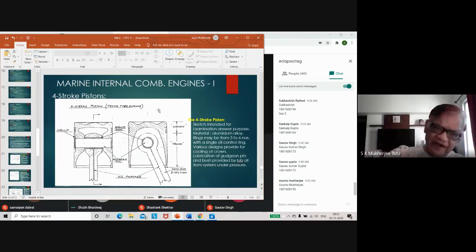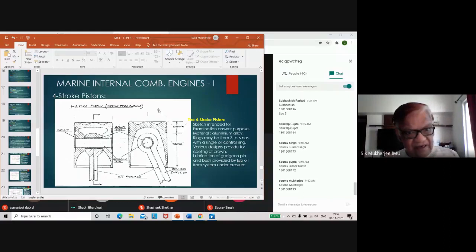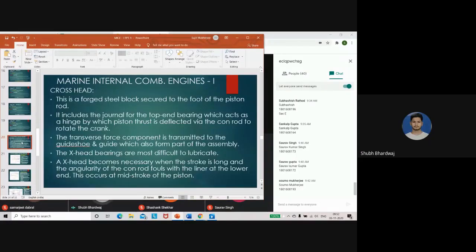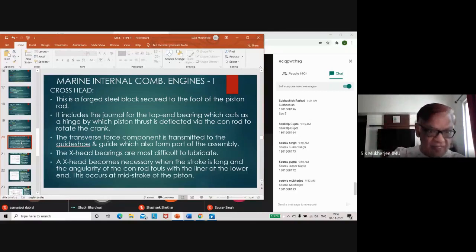But in the case of a four-stroke engine, during the induction stroke, when the connecting rod is pulling down the piston, there will be a clearance on the underside. But it is not the same in the two-stroke engine. Okay. And in the power stroke of the two-stroke, the piston is coming down. So the force is on the bearing. The force is on the bearing.